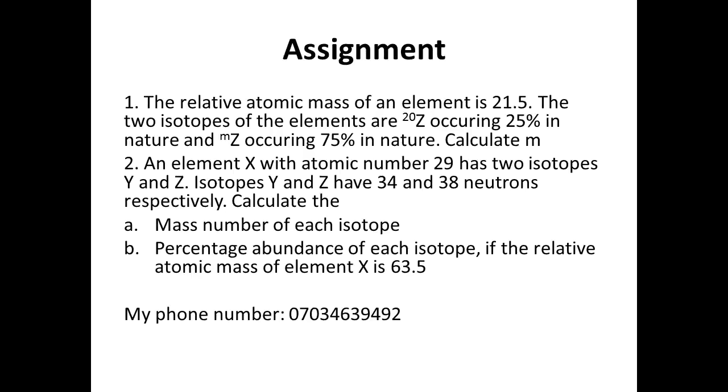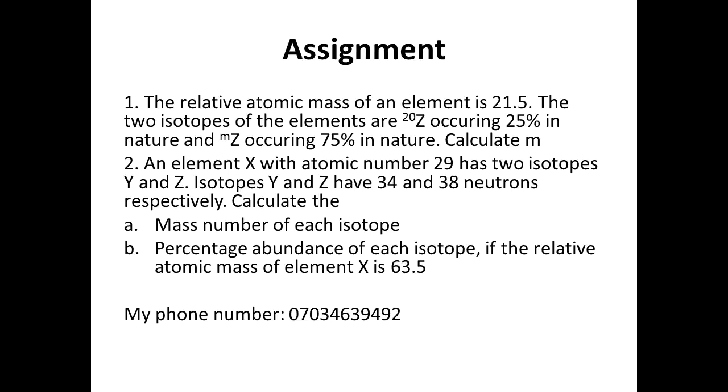The first question says, the relative atomic mass of an element is 21.5. The two isotopes of the element are Z with mass 20, occurring in nature 25%, and Z with mass M, occurring 75% in nature. Calculate the value of M.